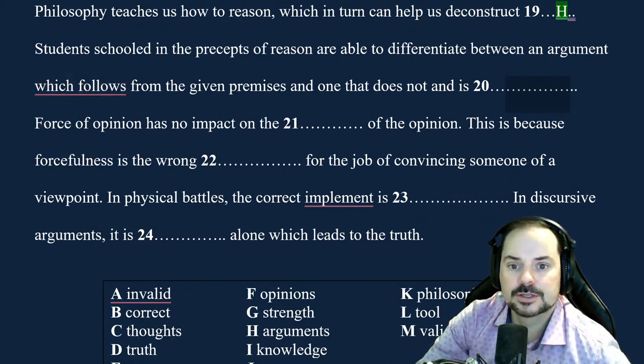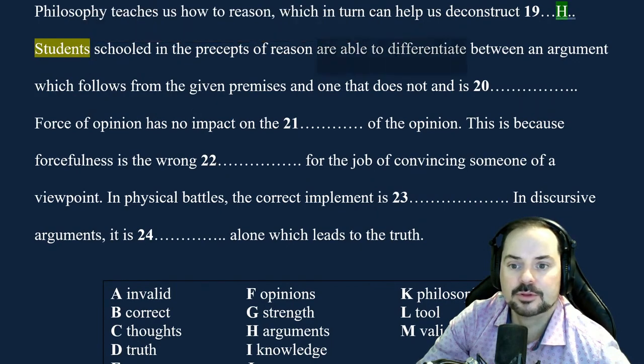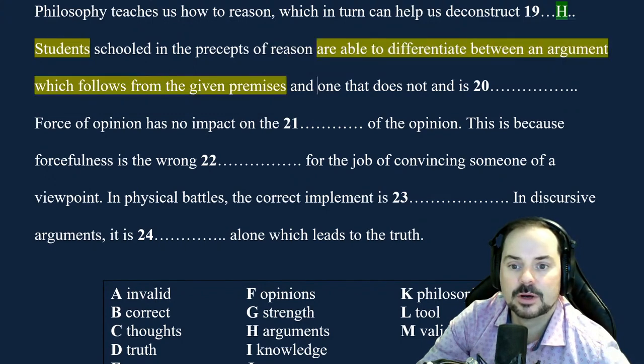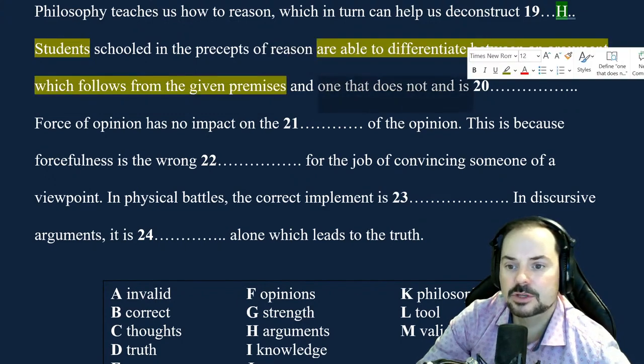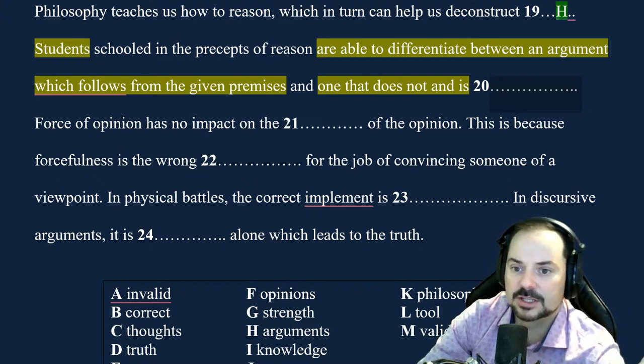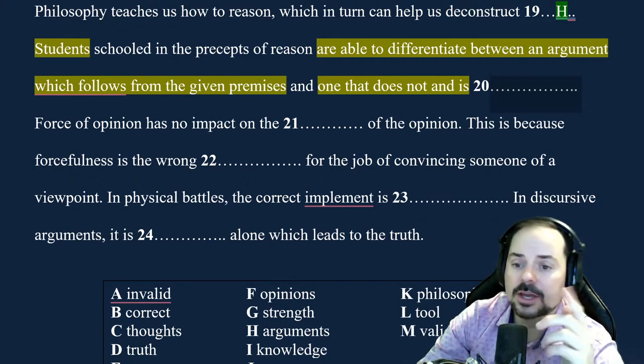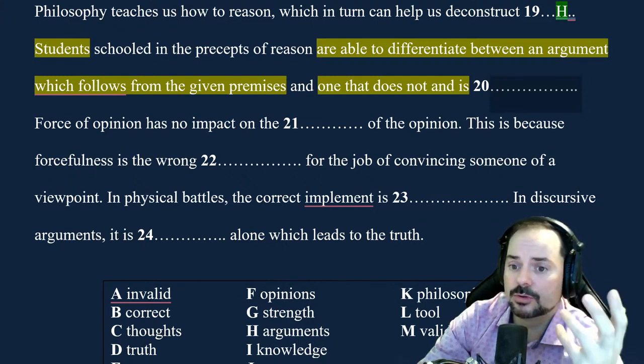So students, let's take out the key elements, right? Students are able to differentiate between an argument which follows from given premises and one that does not and is. How would you finish that in a very simple way? So you've studied philosophy. Philosophy is giving you the tool to reason, so you can figure out that that logic is correct, that one is not, because why? Why is it wrong? Is not true. Okay, good. So it's not the truth, right?